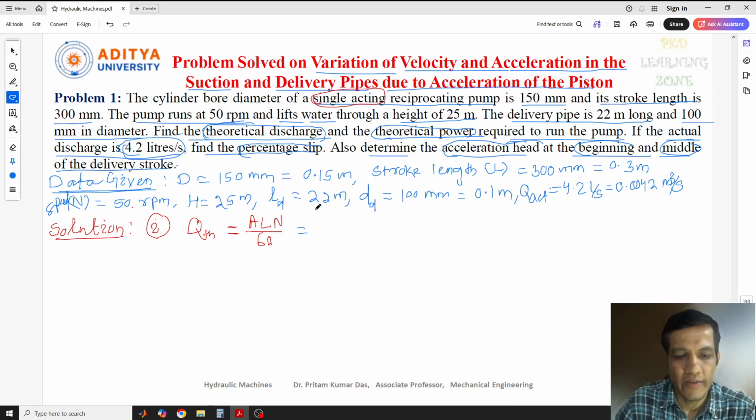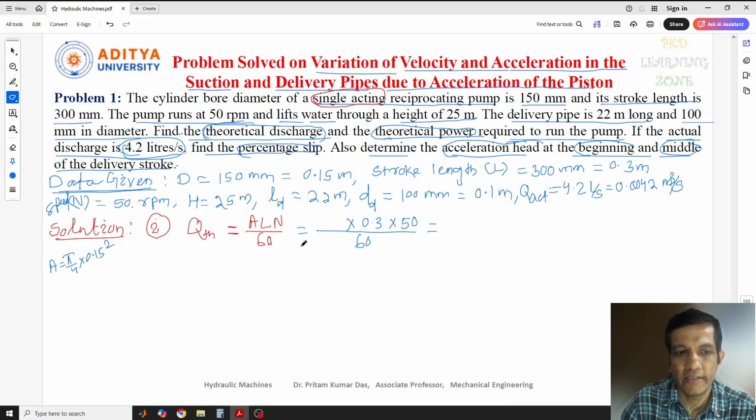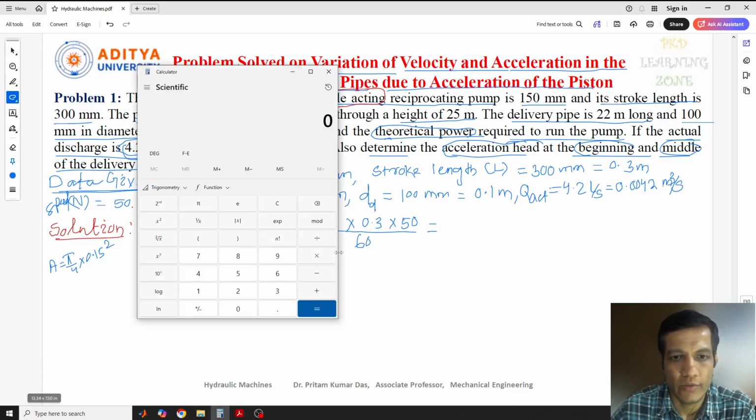The diameter is given, so the area needs to be calculated here. Area equals pi by 4 d square, so this is pi by 4 times 0.15 square. I'll solve it and write the value. The remaining values are L, which is 0.3, and N, the speed, which is 50, divided by 60. This is our theoretical discharge. So first let's find the area: 0.15 square is 0.0225, multiplied by pi and divided by 4.